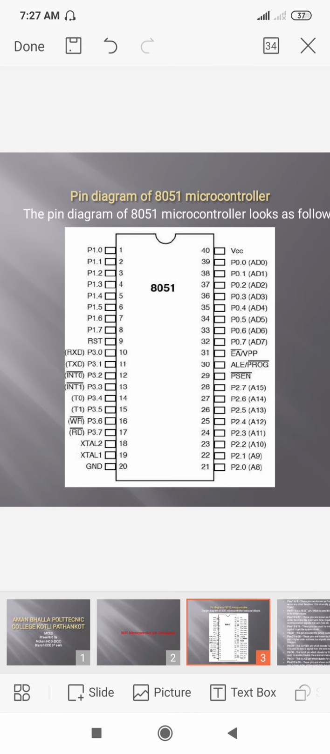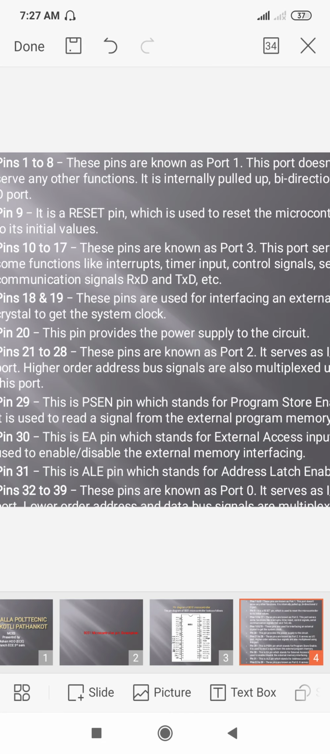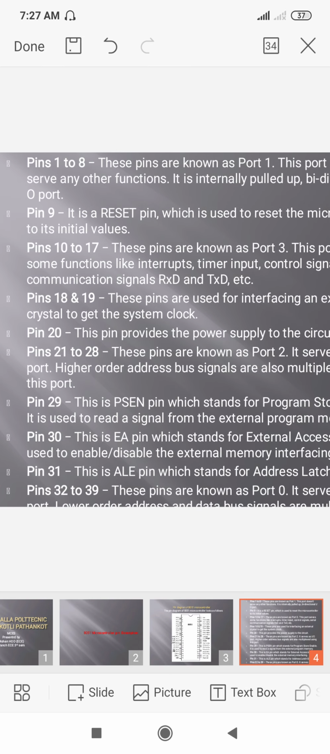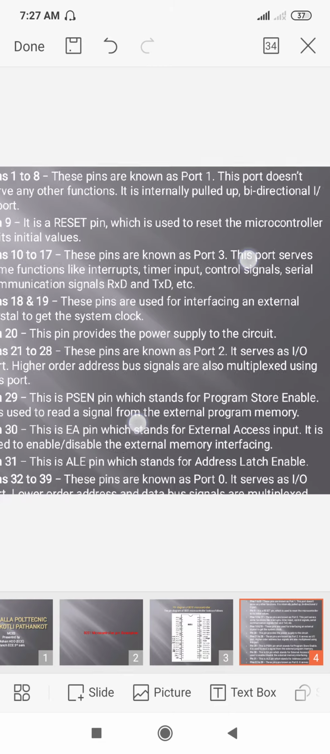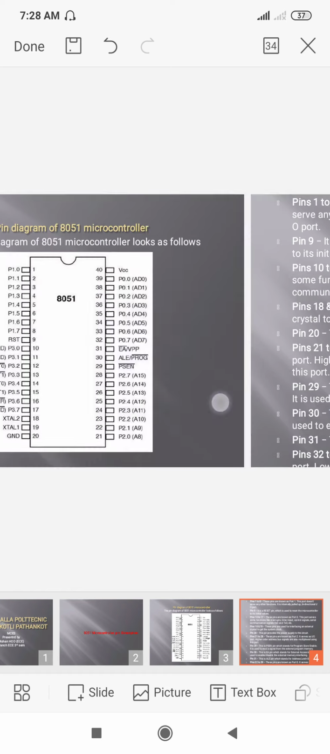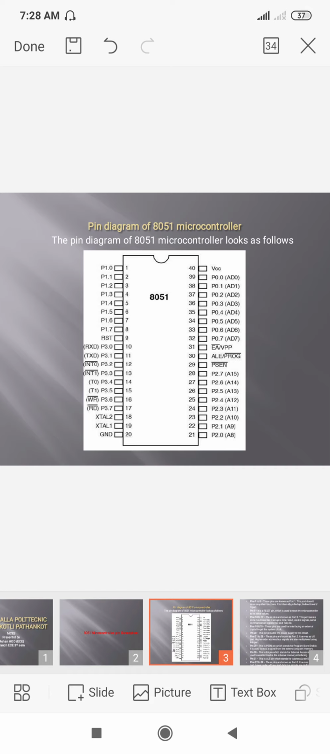The other pins are described as follows. Pins 1 to 8 are known as port 1. This port does not serve any other functions. It is an internally pulled-up bidirectional input output port. These are P1.0, P1.1, P1.2, and so on, the 8 pins.